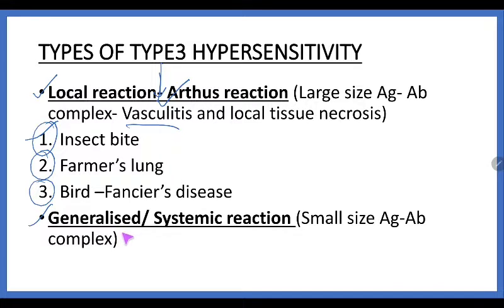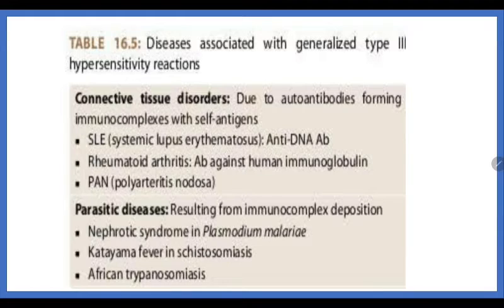Coming to generalized, I have already discussed that generalized or systemic, it causes small size antigen antibody complex. Let us see the diseases. We already said type 3 hypersensitivity reaction, that is generalized, it means there should be excess of the antigen. Now here coming to one important disease, the connective tissue disorder, especially SLE, rheumatoid arthritis and polyarteritis nodosa, wherein the self antigen are attacked by the autoantibodies. Always remember connective tissue disorder, SLE, rheumatoid arthritis and polyarteritis nodosa. Polyarteritis nodosa is a form of again a vasculitis.